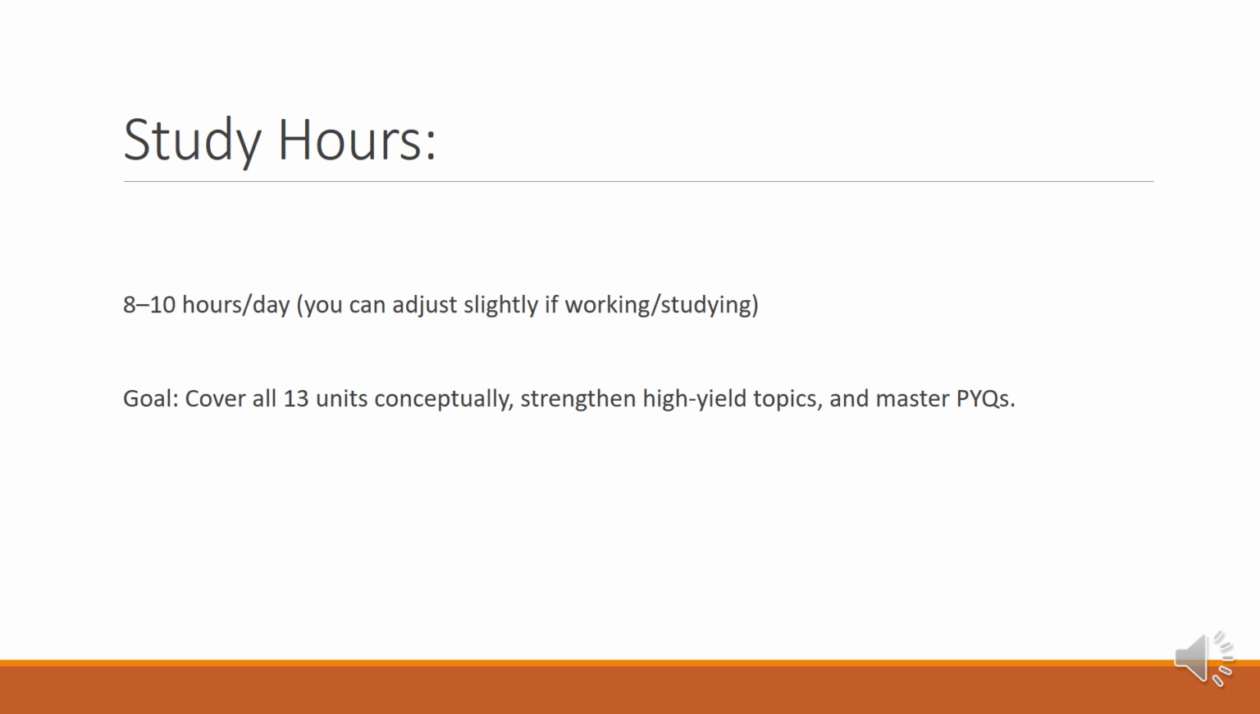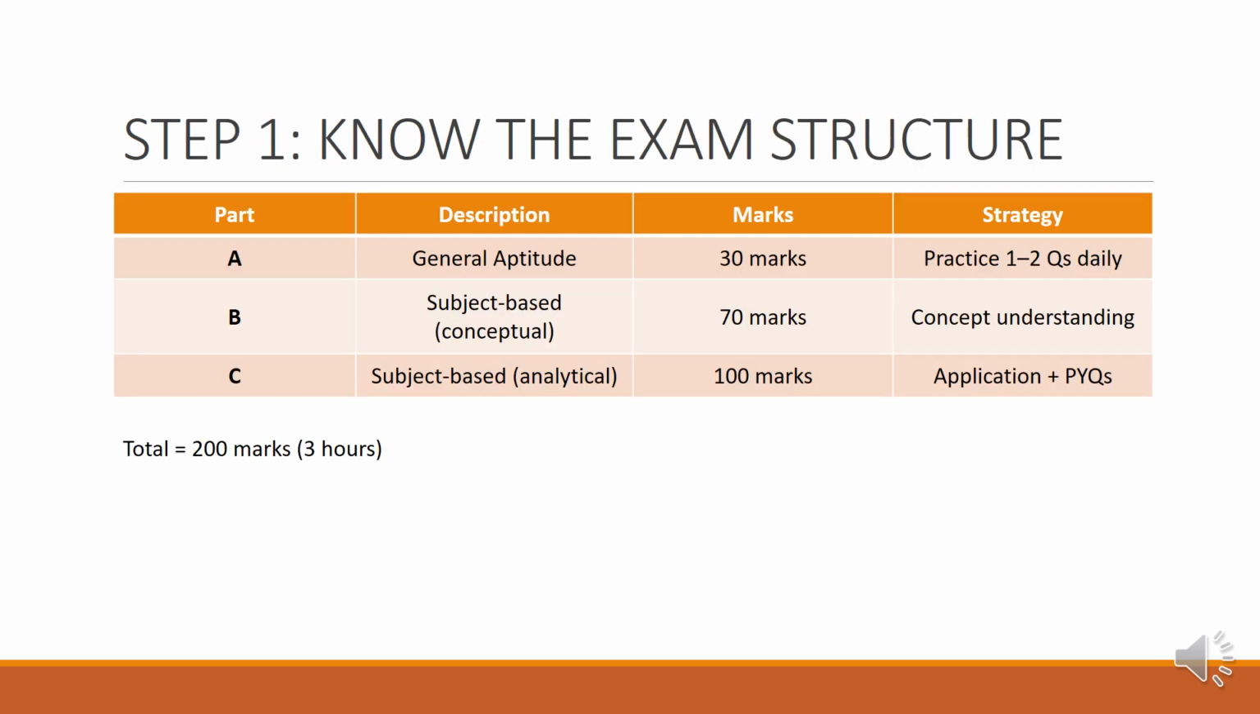For that, let's know the exam structure. The CSIR-UGC NET Life Science paper is for 200 marks and lasts for 3 hours. It is divided into 3 parts. Part A, General Aptitude. Part B, Subject-based conceptual questions. And Part C, Analytical and application-based questions. A clear understanding of this structure will help you plan your time effectively.